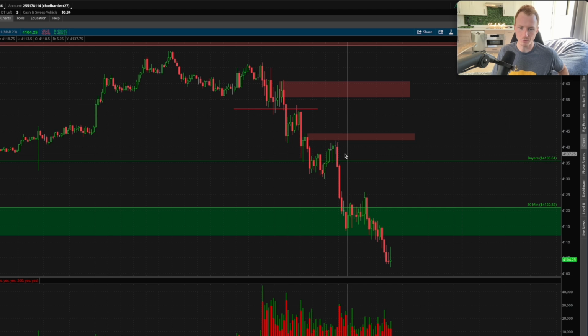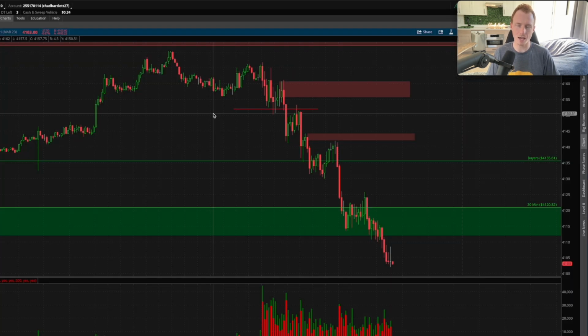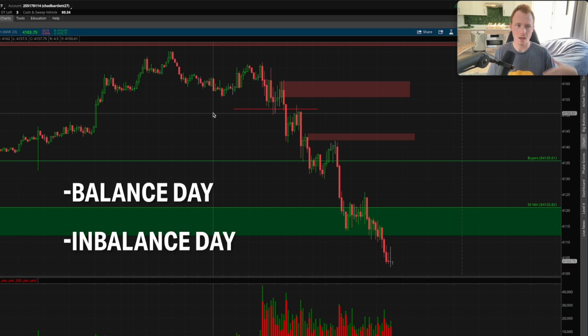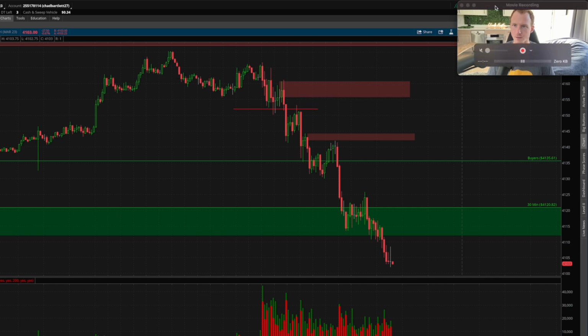Now, if we look at this, when the market initially opened, the first hour of the day was very choppy. Price wasn't really moving anywhere, which basically means it's a balanced day. There are two kinds of days in the market: a balanced day and an imbalanced day. A balanced day is when bears and bulls are about equal, and price is going up and down this whole time.